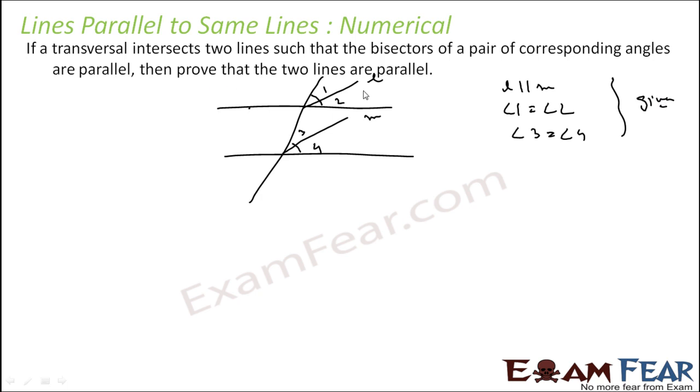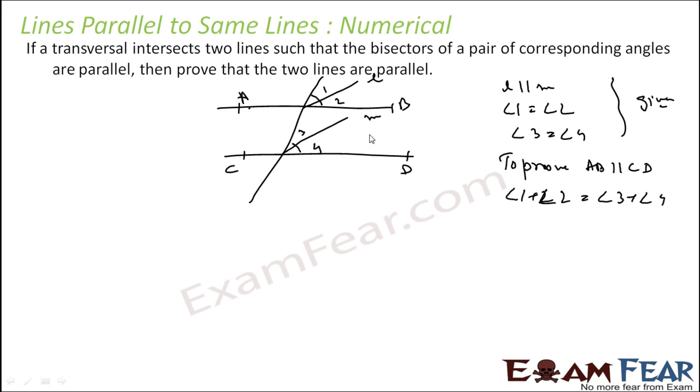Right? Given that the bisectors are parallel, L is parallel to M, and since they are bisectors, angle 1 is equal to angle 2, and angle 3 is equal to angle 4, that is given. So we have to prove that these lines are parallel. So let me name these lines AB and CD. So we have to prove AB is parallel to CD. Correct? To prove AB is parallel to CD, what we have to prove? We have to prove that angle 1 plus 2 is equal to angle 3 plus 4. Right? If you can prove that angle 1 plus 2 and angle 3 plus 4 are equal, we can say that they are corresponding angles, they are equal. So by using axioms, AB is parallel to CD.